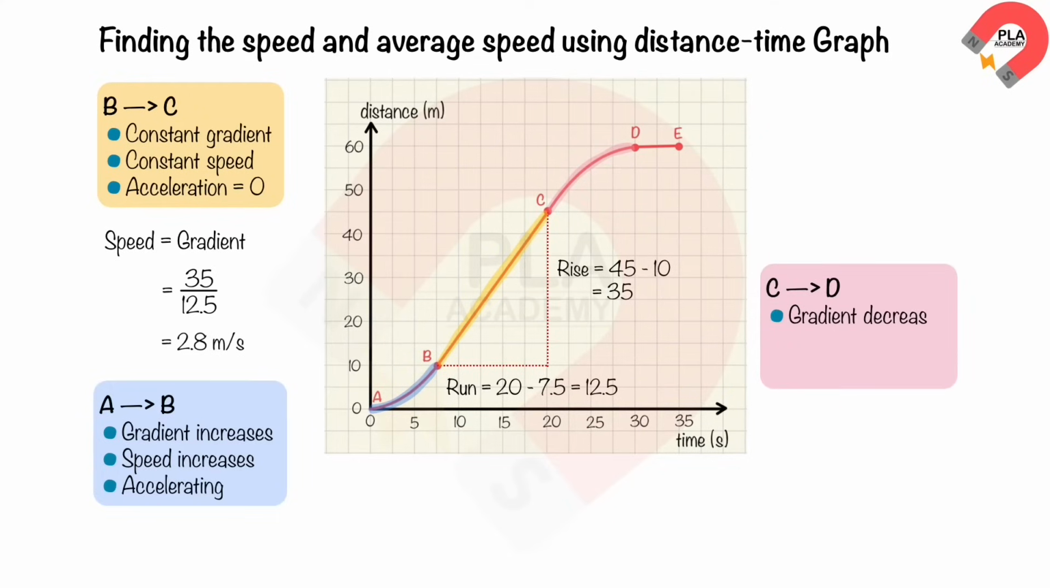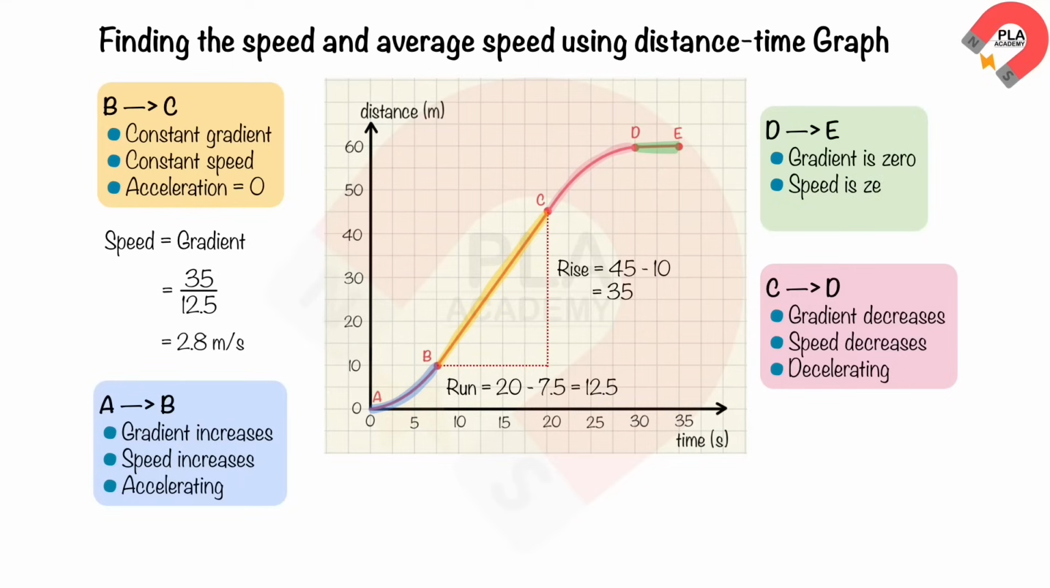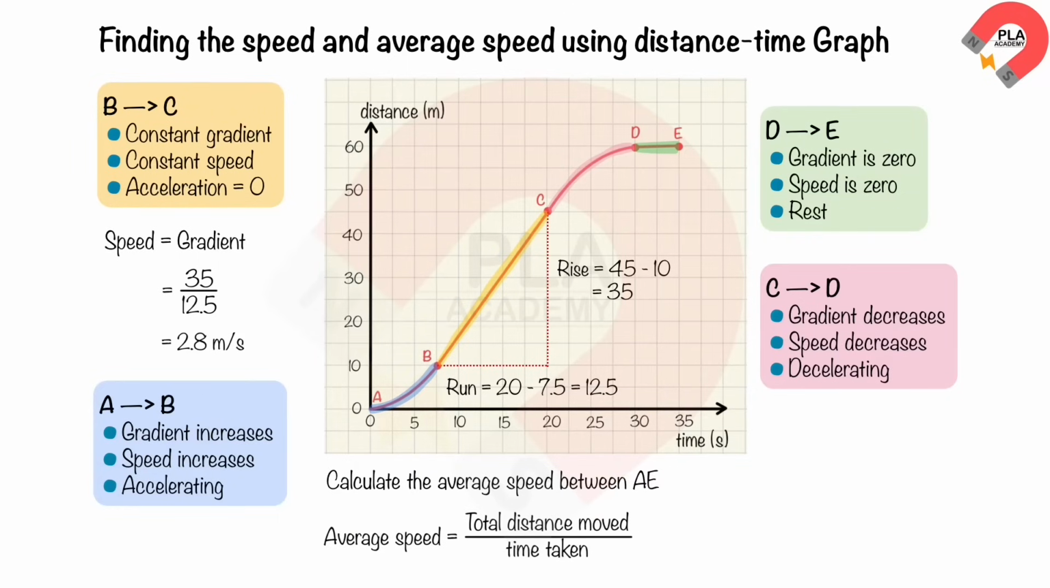Between C to D shows that the gradient is decreasing, so the speed is also decreasing, and the object is decelerating. Between D to E shows that the gradient is zero, so the speed is zero, no acceleration, and the object is at rest. We can find the average speed between A to E by the total distance divided by total time taken. The total distance is 60 meters. The total time is 35 seconds. Therefore, the average speed is equal to 60 divided by 35 is equal to 1.71 meters per second.